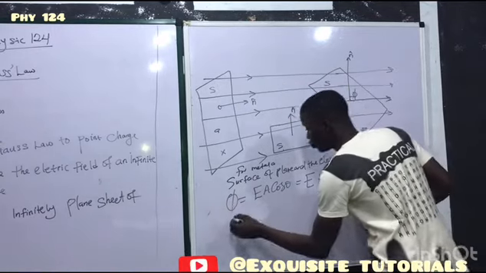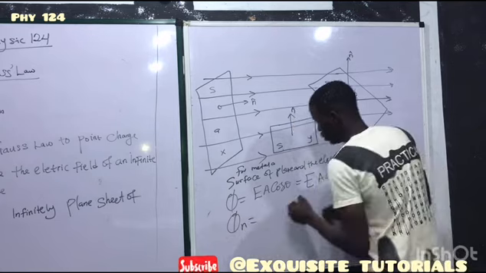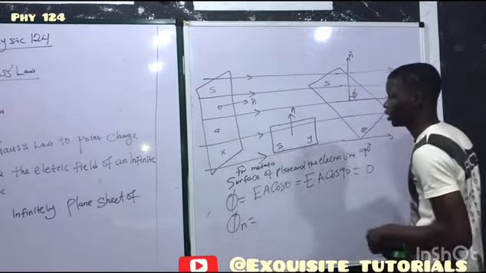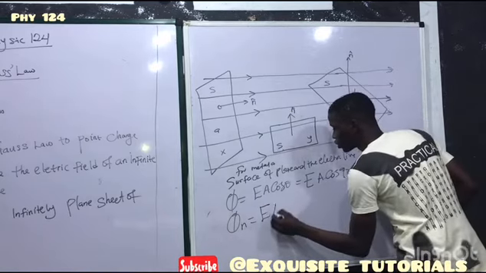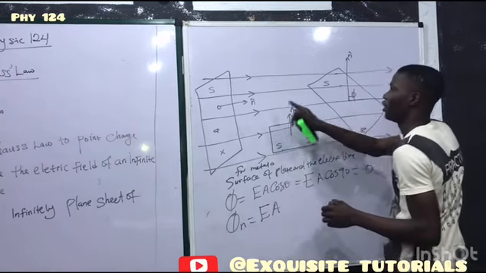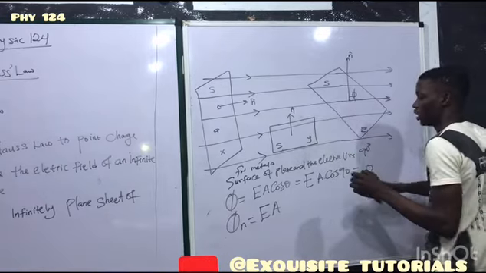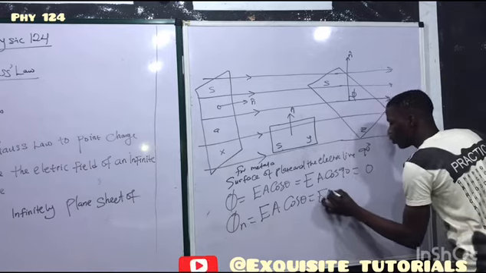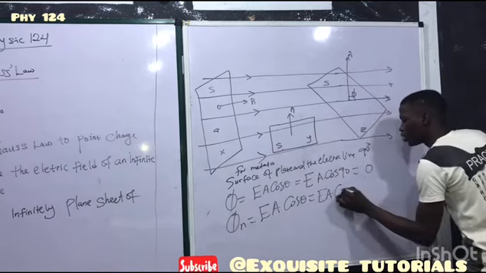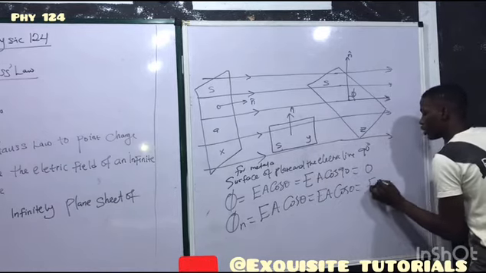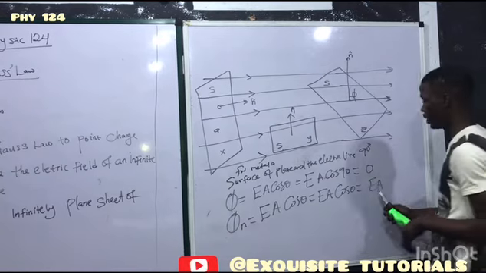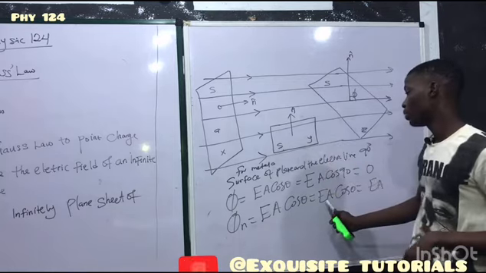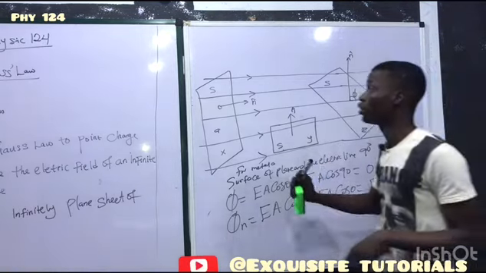But if you look at the normal of the plate, like the vectorial normal of the plate, the electric field line and the normal are acting in line with each other, parallel to each other. So our cos theta here is equal to 0, and we find that cos 0 is equal to 1. We will now be left with just EA.